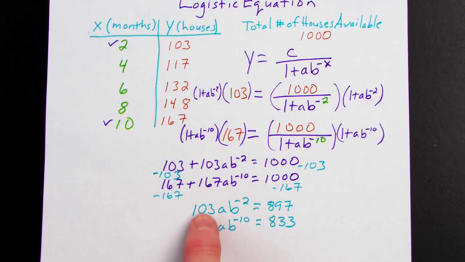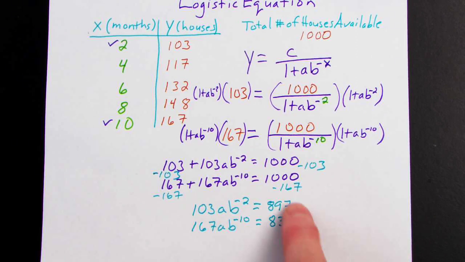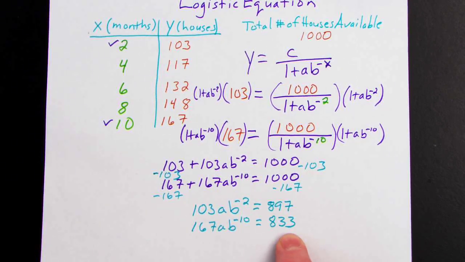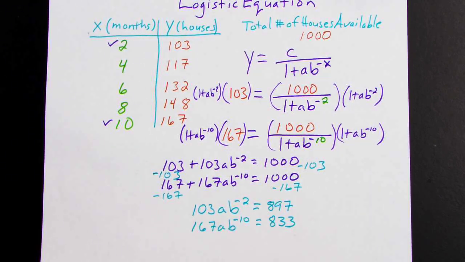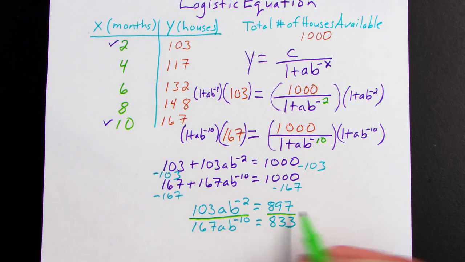If I wanted to at this point, I could divide both sides by 103 for that one and 167 for that one. I'm not going to do that because that's going to make the right side of my equation complicated. I'm just going to go right ahead and divide these two right here. Just like that.